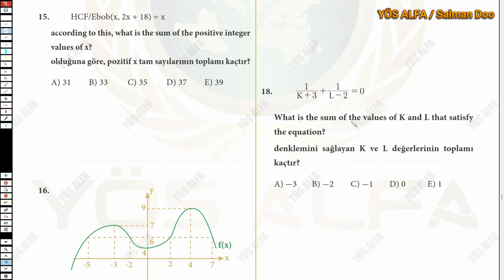18. What is the sum of the values of k and l that satisfy the equation? So let's solve this equation. 1 over k plus 3 is equal to minus 1 over l minus 2. Let's cross multiply this. We have l minus 2 is equal to minus k minus 3. From here, l plus k is equal to minus 3 plus 2, which is minus 1. So the answer is C.